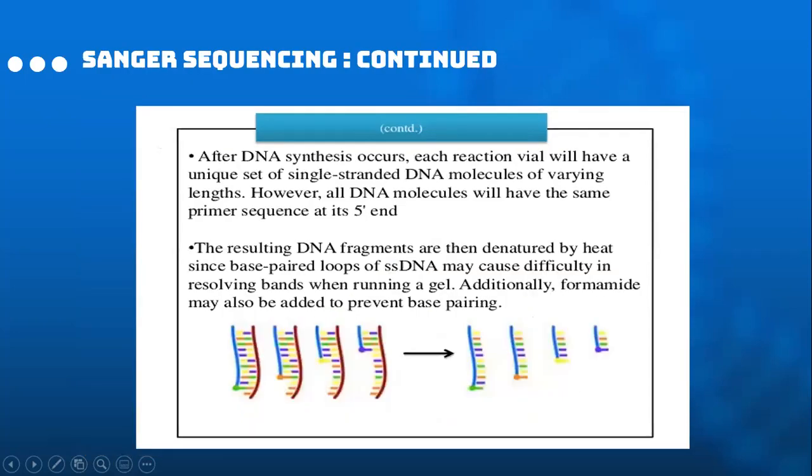After DNA synthesis occurs, each reaction vial will have a unique set of single-stranded DNA molecules of varying lengths, and all the DNA molecules will have the same primer sequence at the 5' end. Then the resulting DNA fragments are denatured by heat. Base paired loops of single-stranded DNA will be difficult to resolve while running a gel. So additionally, you can use formamide to prevent the base pair loops forming.